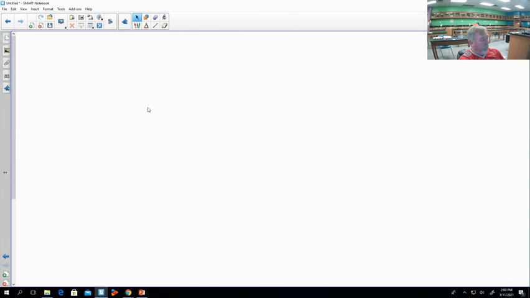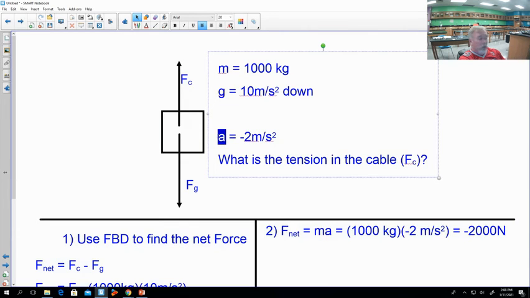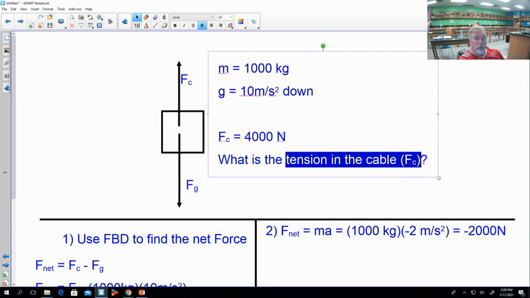And instead of giving you the acceleration, I want to give you the tension force in the cable. Let's say that tension force in the cable is 4,000 newtons. And again, notice I've got the tensional force in the cable, FC. It's positive, which makes sense. That's what it is from our diagram. Well, if we know our tension in our cable, then the question here is going to be, what is the acceleration?